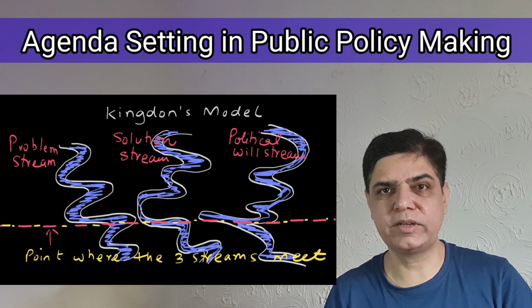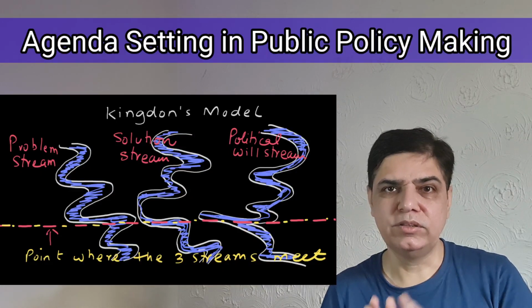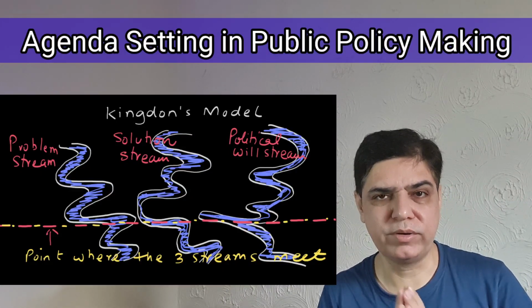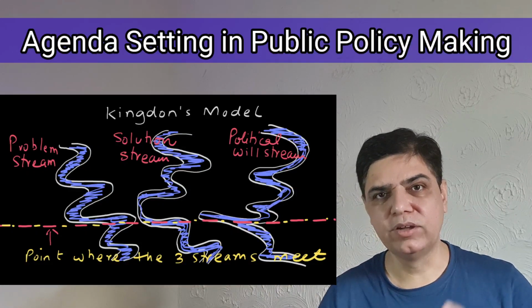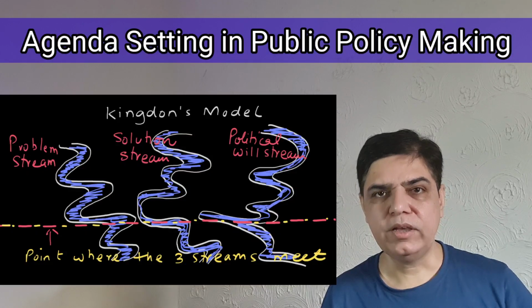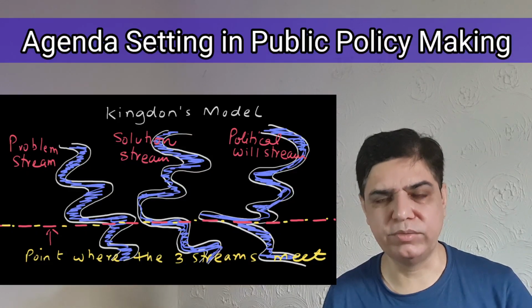So for all those problems that are flowing in the problem river, the solutions are flowing in the solutions river. And again, it's a zigzag flowing parallel to the problem river. And the third river is the political will or politics river.